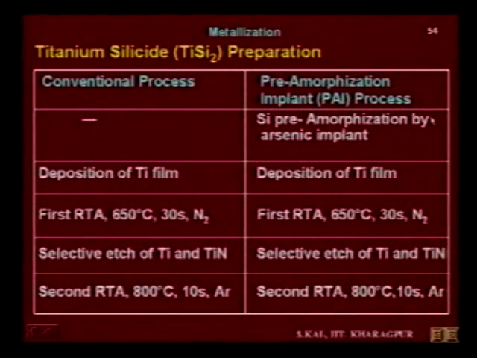We first amorphize the silicon layer, then you deposit titanium, then the other reaction, the other sintering is done step by step, all the process. Here you can get a smooth surface finish and lower resistivity titanium silicides.